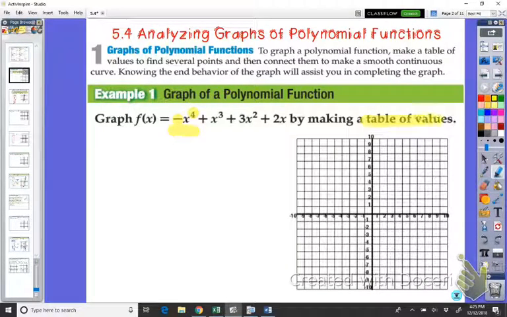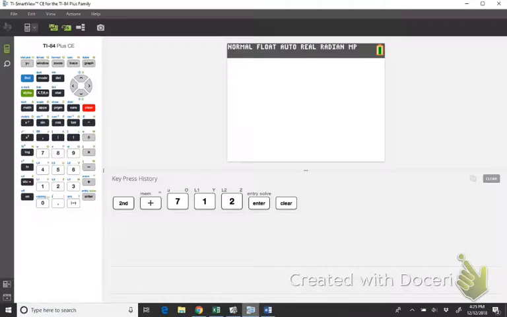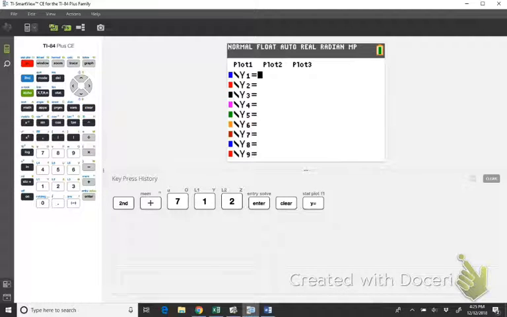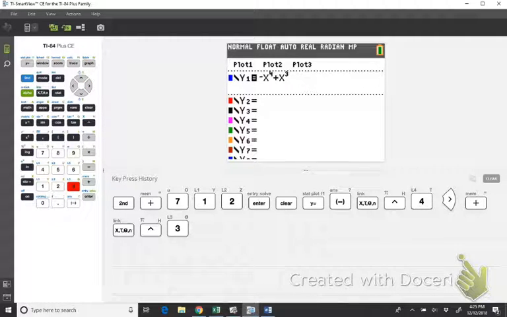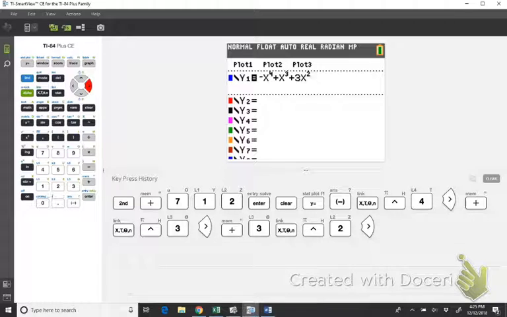So it says by making a table of values. Here's where you need to use your calculator. So I have my calculator here. Make sure you clear the memory. We're going to go to the y equals button and type this in: negative x to the 4th plus x to the 3rd plus 3x squared and plus 2x. So you put that in y equals.